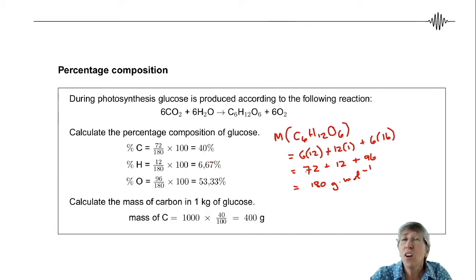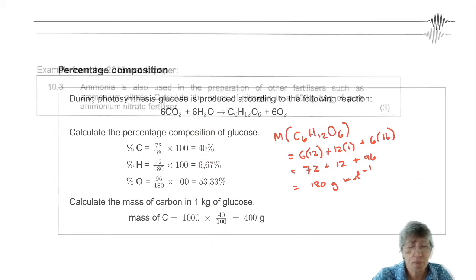And sometimes they ask you something like calculate the mass of carbon in 1 kilogram, and 1 kilogram, that is 1,000 grams. So you can either work down here in kilograms or in grams. If you put it in grams, then your answer will be grams. If you put it in kilograms, then your answer is going to be kilograms. So here we chose to do grams, and therefore we end up with 400 grams, because that's 40 out of every 100, because it was 40% carbon.